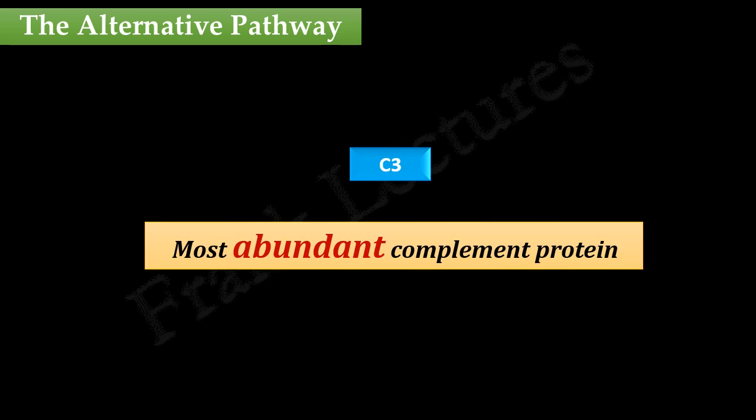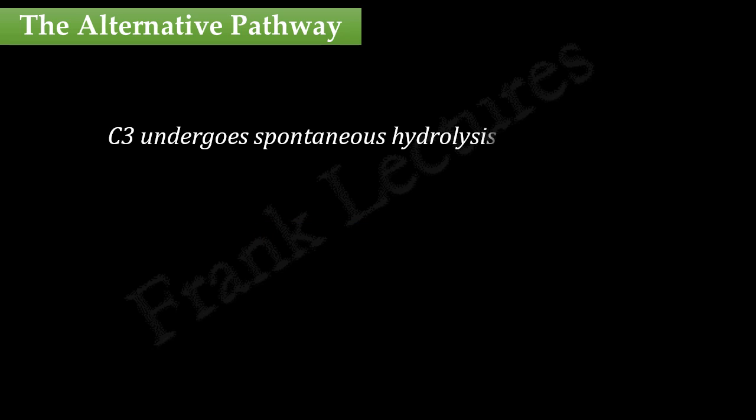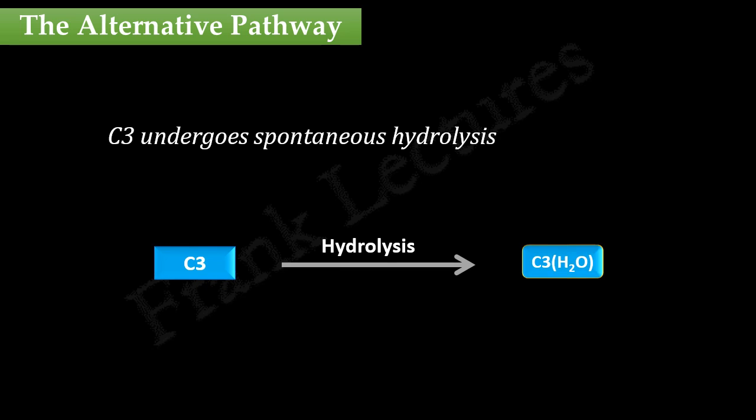Let's study the steps involved in the alternative pathway. We must remember that C3 is the most abundant protein of the complement system. In the first step of the alternative pathway, this C3 undergoes spontaneous hydrolysis in the blood, yielding a molecule which is represented as C3H2O. The hydrolysis of C3 actually opens or reveals a site in the molecule to which the next protein of the alternative pathway binds.